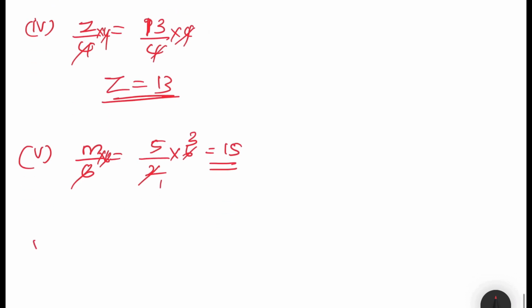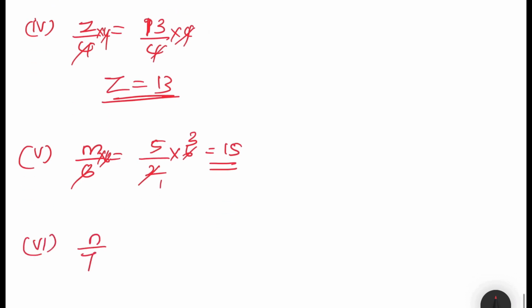Fifth one we have m by 6 is equal to 2 1 by 2. 2 2s are 4 plus 1, 5 by 2, into 6 into 6 will get cancelled. 2 into 3s, you will get 15 as the answer.